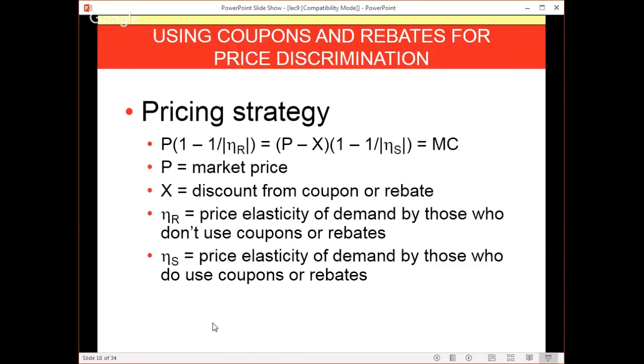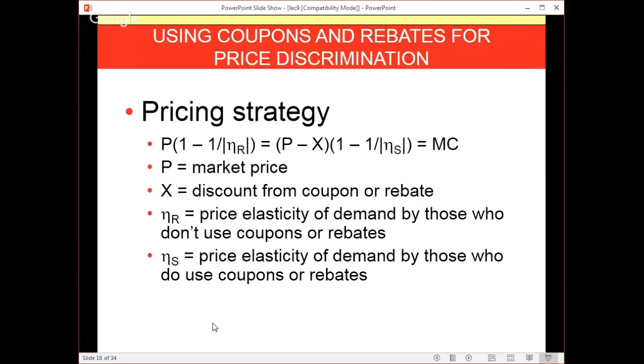I want to call it NR because I forget the Greek letter. Somebody help me? What's the Greek letter? Name? I can't remember. So I'm going to call it N. So NR is the elasticity of those who don't use the coupon, and S are those who use the coupon.